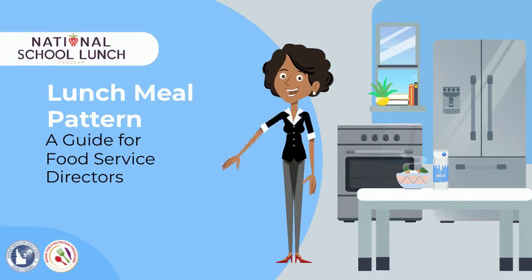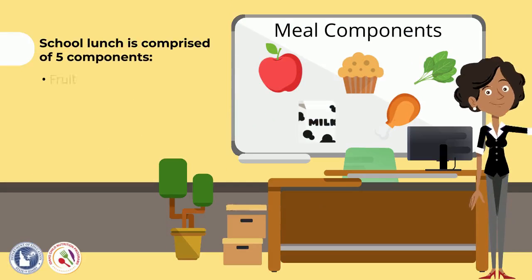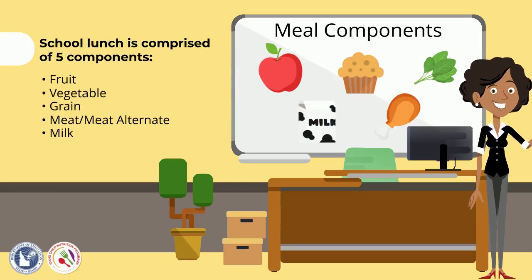In this video, we will be reviewing the school lunch meal pattern. School lunch is comprised of 5 components: fruits, vegetables, grains, meat or meat alternates, and milk.